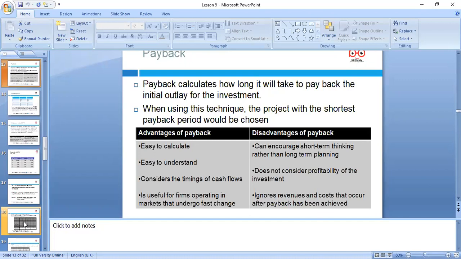Okay, let's look at this slide. Payback is easy to calculate, easy to understand, and considers the timing of the cash flow, how quickly you can recover the investment. Next slide, I will give you an example.